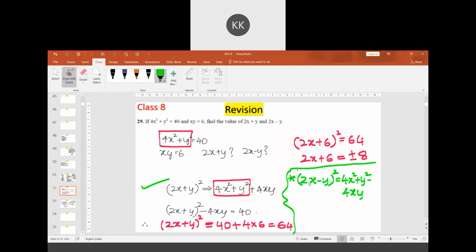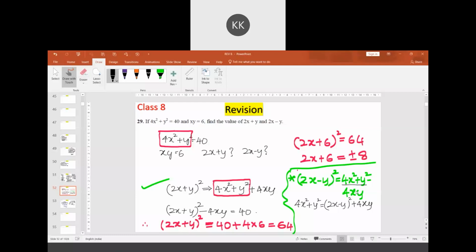In the identity, a square is 4x square, b square is y square, and the 2ab term is 2 into 2x into y, which is minus 4xy. a minus b whole square is a square plus b square minus 2ab. So if I want to retain only this one, 4x square plus y square will be equal to 2x minus y whole square, now plus 4xy. I am transposing negative 4xy to the left hand side.